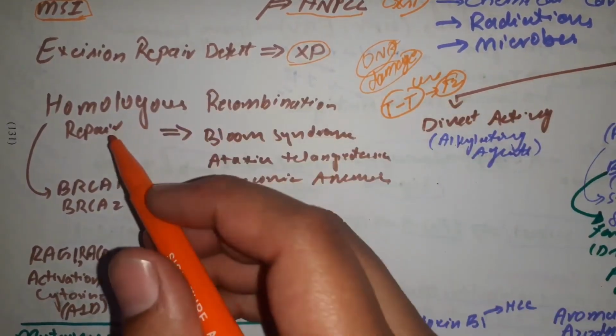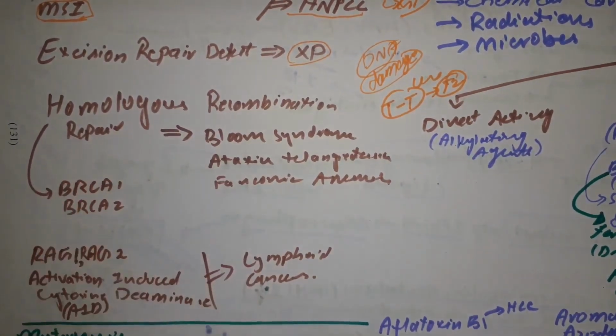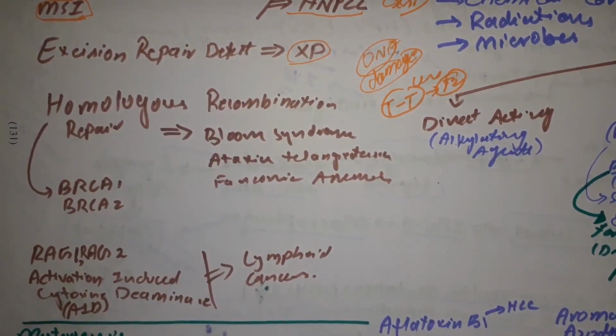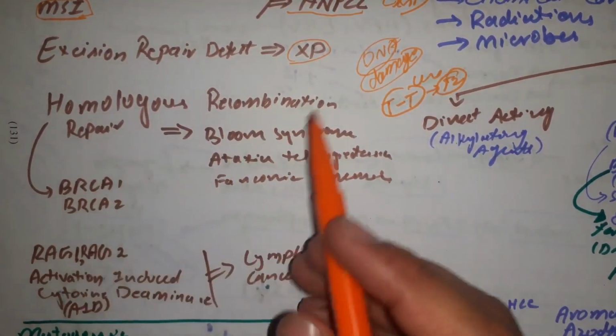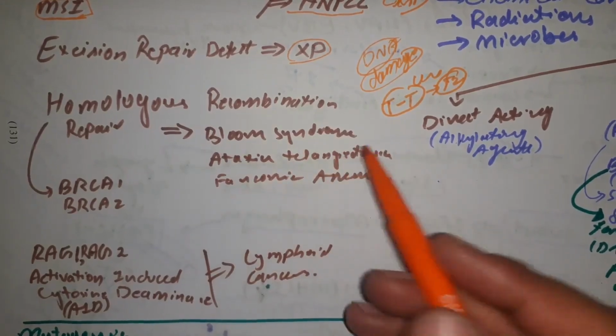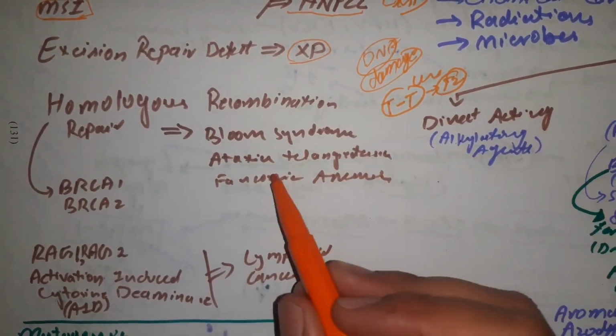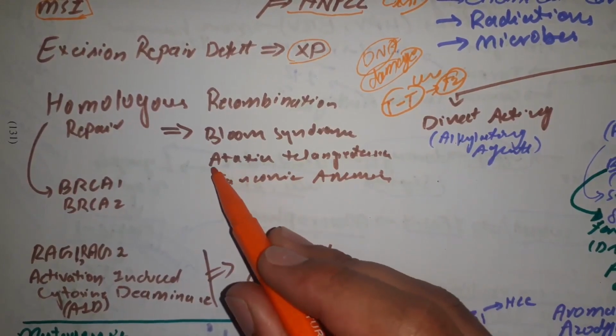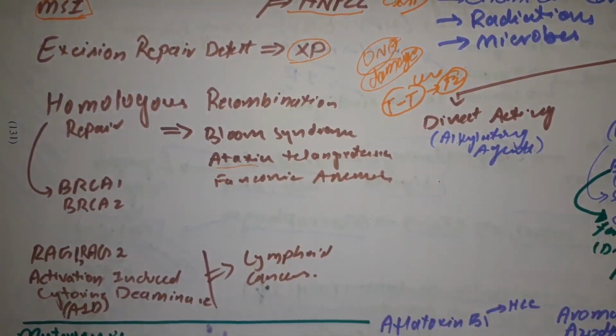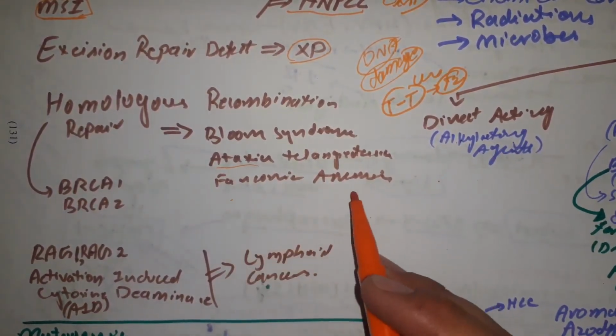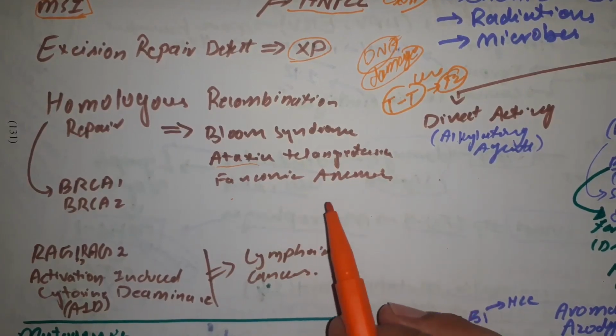Moreover, there is also the homologous recombination repair mechanism. It is basically an extensive mechanism. We need not go into the details of this mechanism. It is commonly seen in Bloom syndrome, which causes different developmental effects, rash and so on, ataxia telangiectasia, which is characterized by cerebral defects and ataxic changes, and Fanconi anemia, which is also characterized by bone marrow defects and anemia and so on.